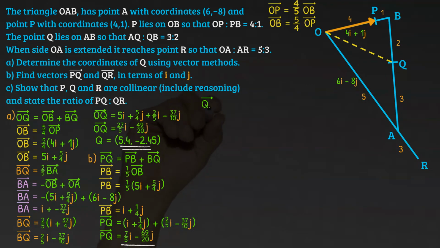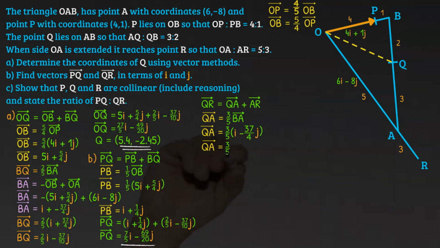And to work out QR, we add QA and AR. Now QA is 3/5 of BA, which works out to be 3/5 of i minus 111 over 20j. And AR is 3/5 of OA. Now, if you get a bit confused here and say, well, that line's split into 8 different sections, yes, it is, but that's from O to R. So AR is effectively 3/8 of OR, which is also the same as 3/5 of OA.